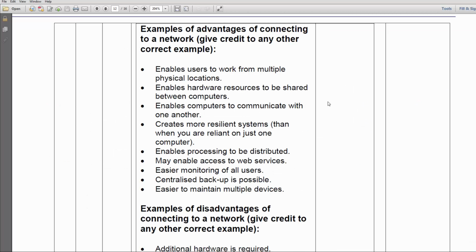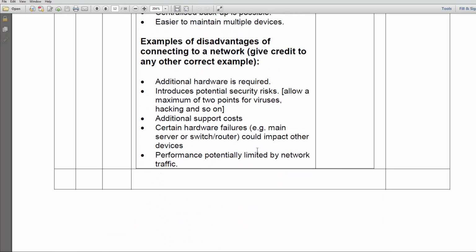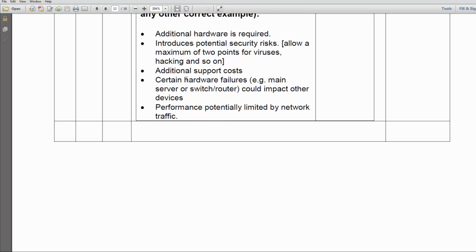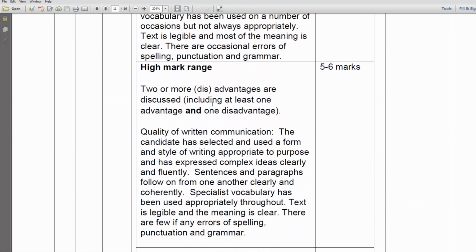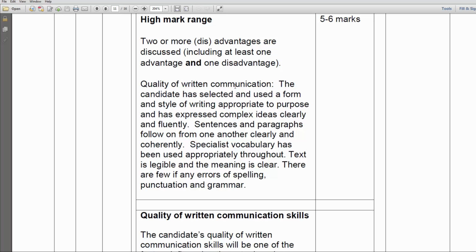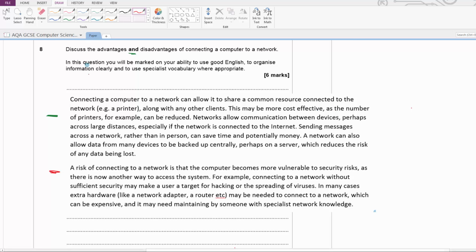Some extra examples that I could have written about are things like you can work from multiple locations, create more resilient systems so you're less reliant on one computer, processing can be distributed, easier monitoring in a business or school maybe, and disadvantages, hardware failures can impact other devices, and you could be limited by the speed of the network, perhaps that's what that means. And to get 6 marks you need to do 2 or more disadvantages and advantages, so 1 of each at least, and obviously good quality written communication to get the 5 or 6 marks. So we can move on.